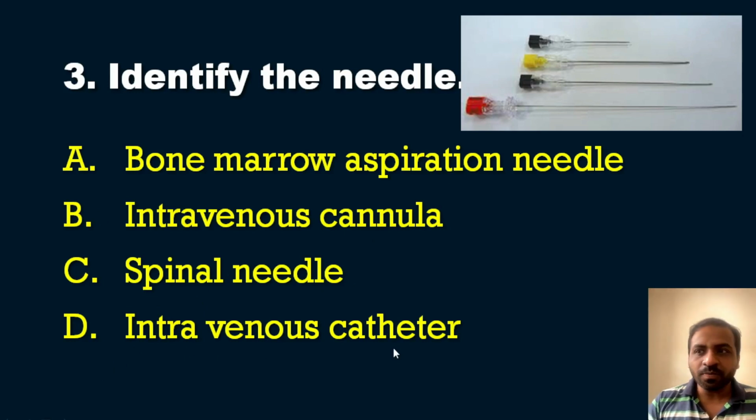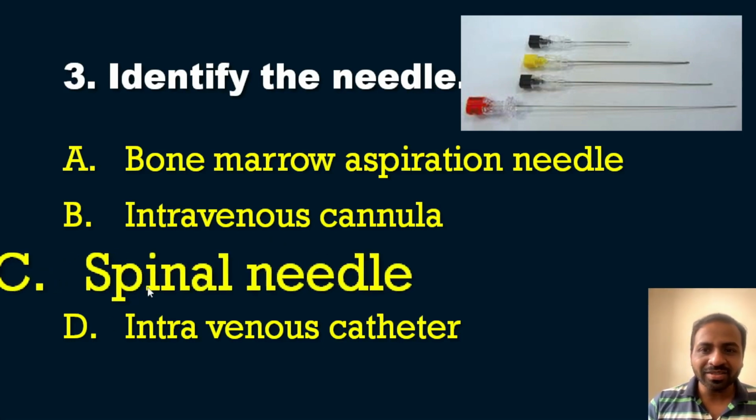Okay, so what is this needle? You know that this is a needle, so identify which needle it is, whether it is a bone marrow aspiration needle or intravenous cannula or spinal needle or intravenous catheter. So what is the answer? Definitely the answer is, I think you all know, the spinal needle. Okay, these are different sizes of spinal needle. Then we will see each one in brief.